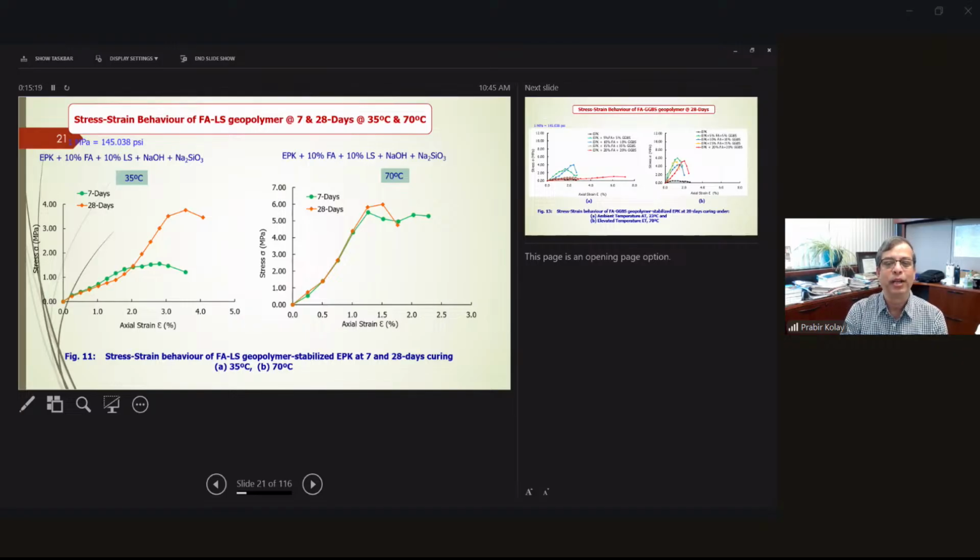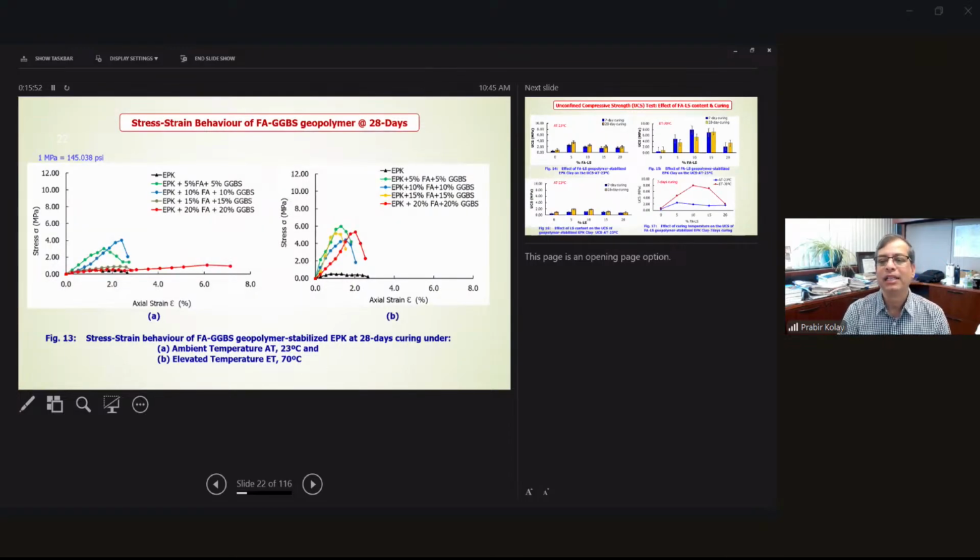Then in this case, we tried a slight temperature increase. Instead of ambient temperature, we increased to 35 degrees Celsius and saw how much strength gain there was. At 70 degrees, the strength at 28 days was almost 6 MPa. Here at 28 days, the strength is around 4 MPa. It's not that bad, but compared to the ambient one, it's a little bit increased.